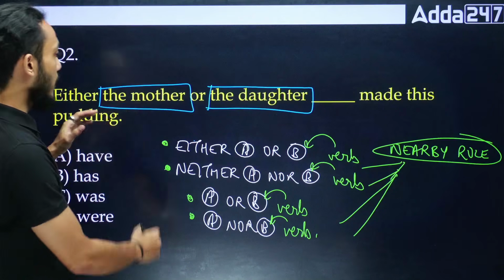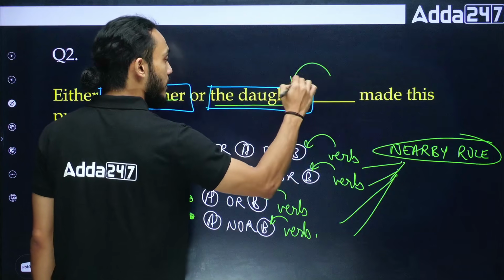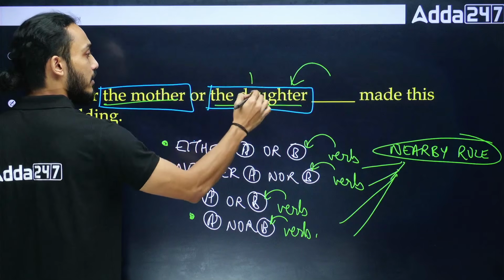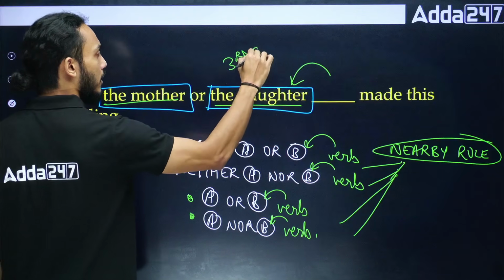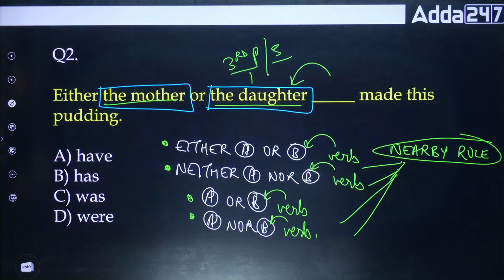So here you see, either the mother or the daughter. Whatever you write here just needs to agree with this one. So what is this? This is a third person, singular topic. So the verb needs to be a third person singular verb. Which one will be applicable here?